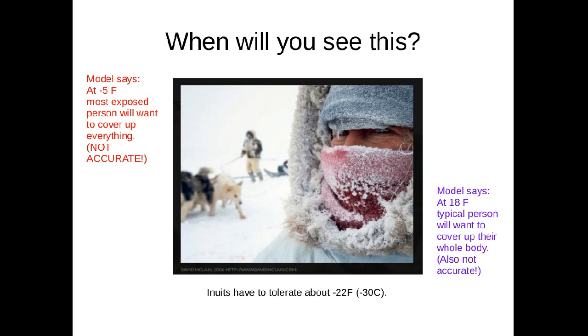Okay, so what about this? When is somebody going to be completely covered up except for maybe their eyes? This model says at -5, most people will want to cover up. The most exposed person will want to cover up everything. We know that's not true. I've walked around at -5, and there's people with their hands exposed. You know, whatever. But that's what the model says. And the model says that at 18 degrees Fahrenheit, a typical person will want to cover up everything. And again, that's not true, but that's just our model.